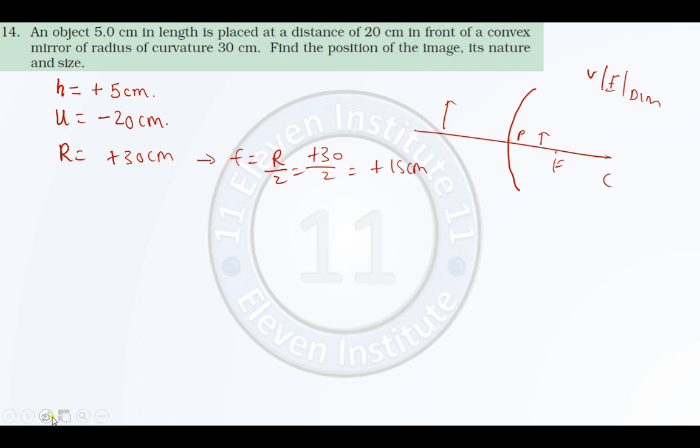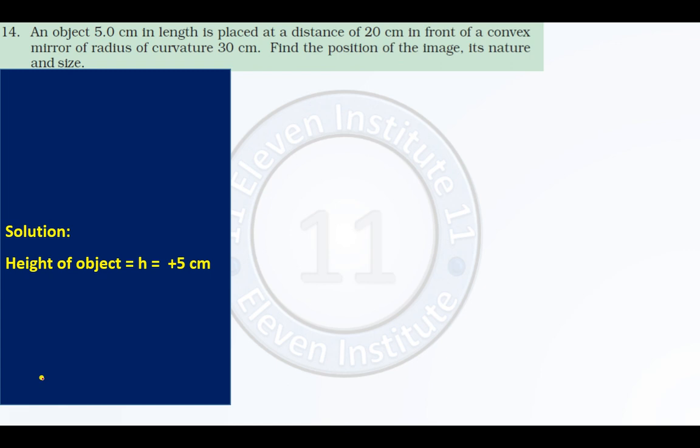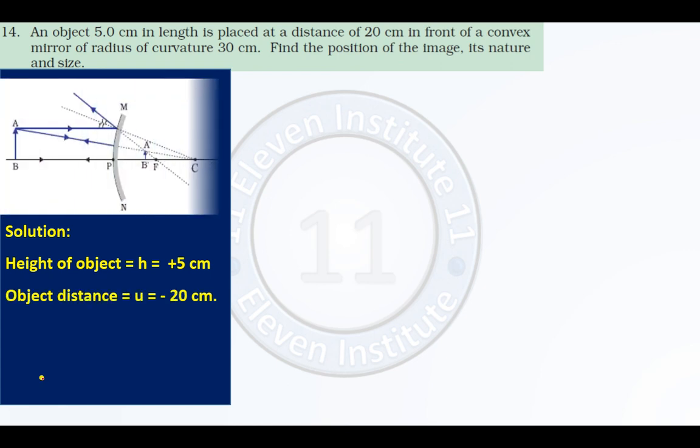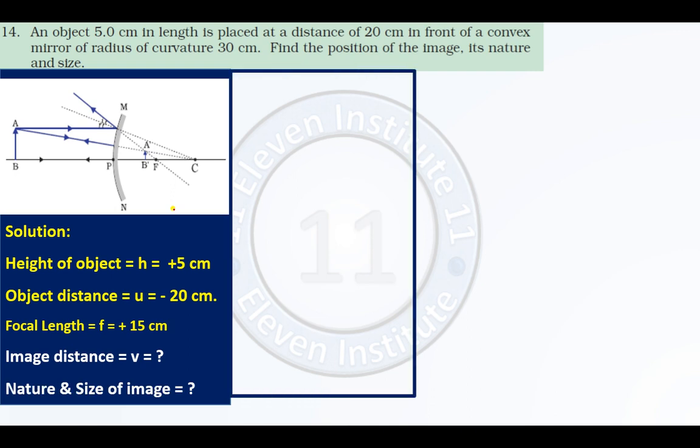So let us move ahead. Height of the object plus 5, object distance minus 20, radius of curvature is 30, so focal length is plus 15, because the focal point is situated to the right of the pole. We want to find the position, so we will find image distance v. We want to find the size of the image and nature of the image, so we will find h dash.